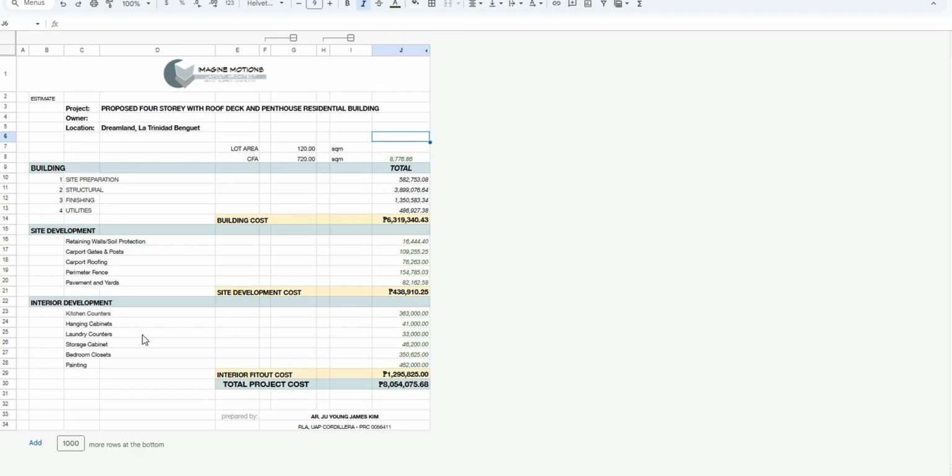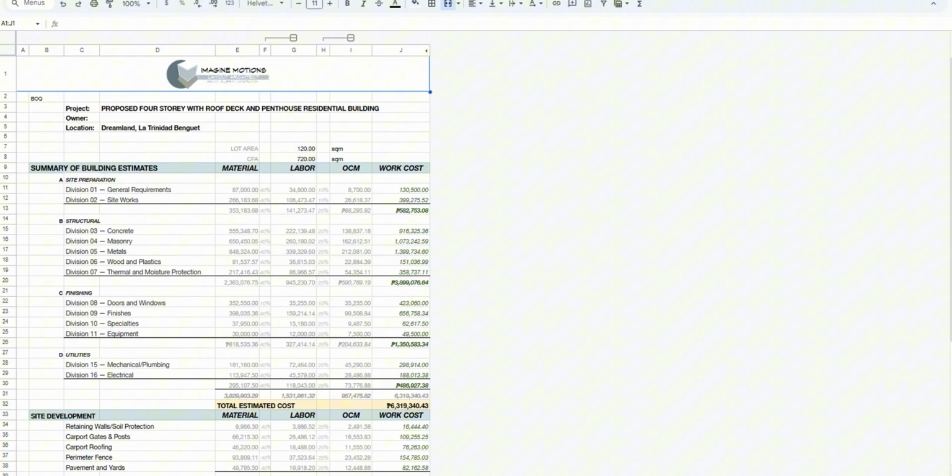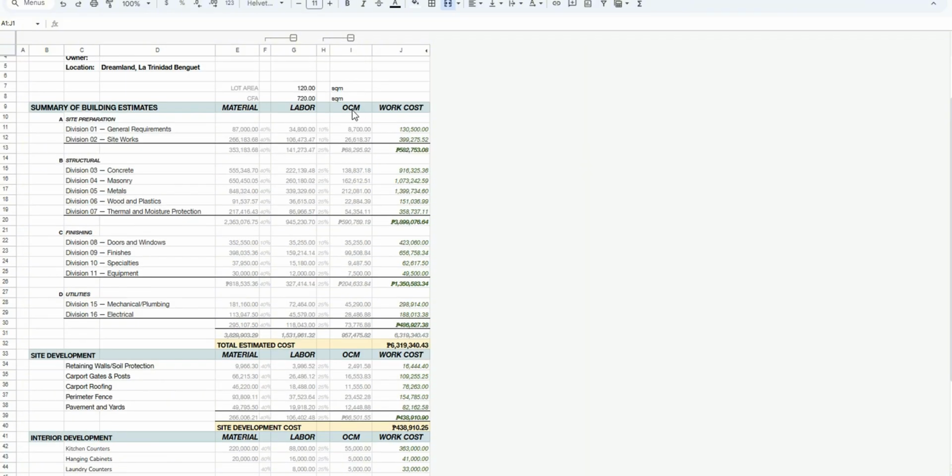So for example, this one is easily for quotation. We can already see the building in 4 divisions. We have the site development and interior upgrades. And then we have the breakdown of the material, labor, OCM is overhead, contingency, and miscellaneous, and then the total work. But if you have your workers, these labors by percentage will not always work.